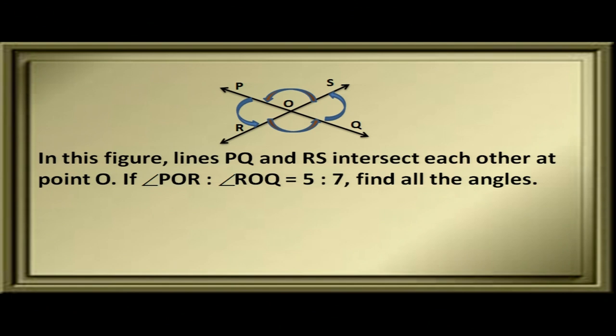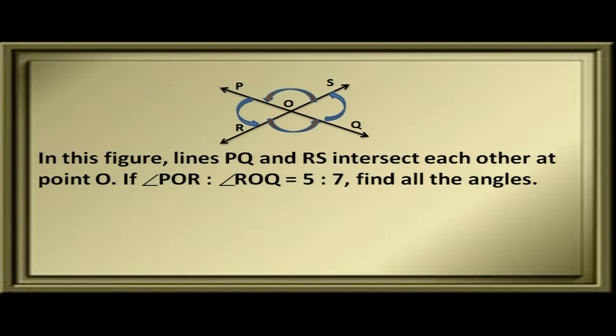Let's solve some problems based on this. Here is a question. The lines PQ and RS intersect each other at point O. If angle POR is to angle ROQ is equal to 5:7, find all the angles.